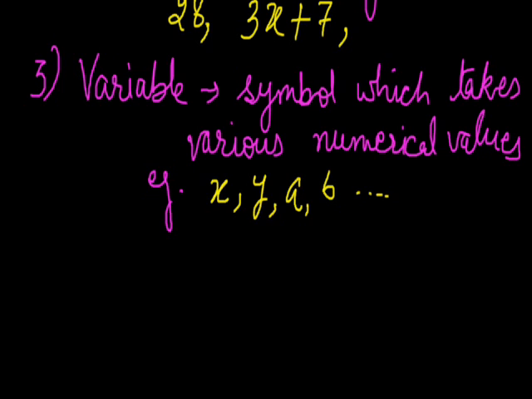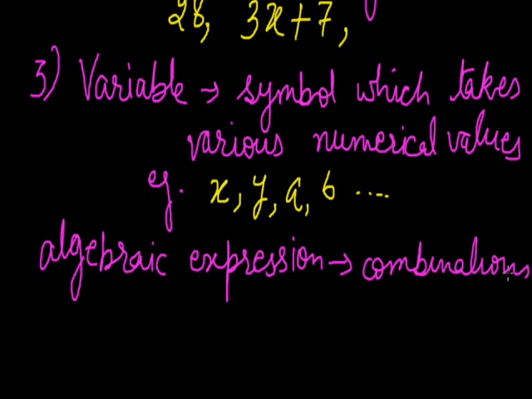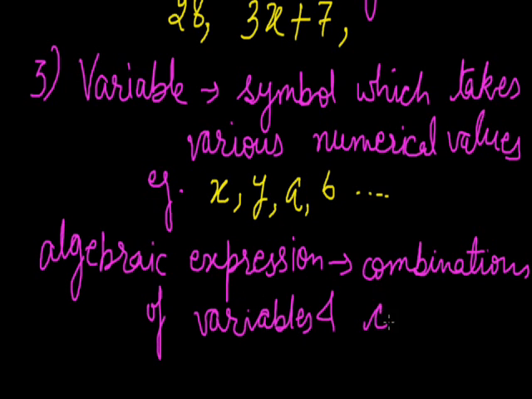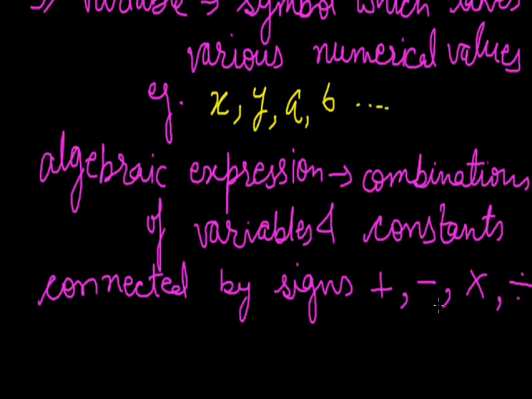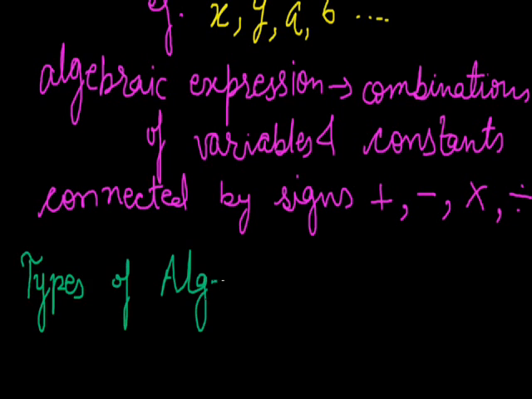An algebraic expression is a combination of constants and variables which are connected by addition, subtraction, multiplication or division. That means it is a combination of variables and constants. They are connected by the various signs: addition, subtraction, multiplication and division. Now there are certain types of algebraic expression.